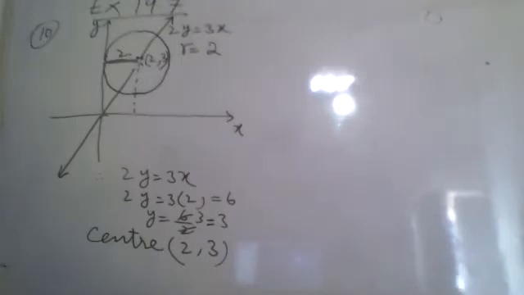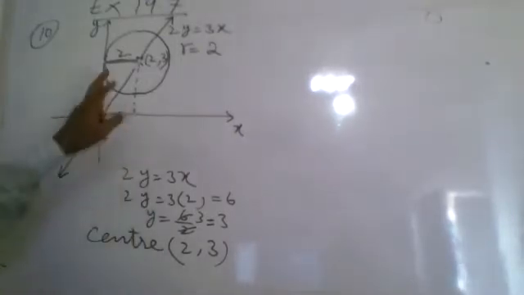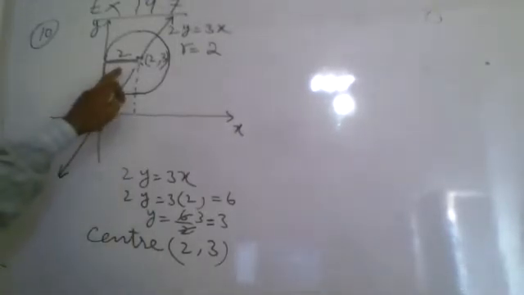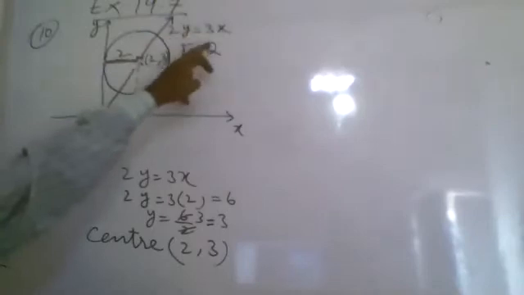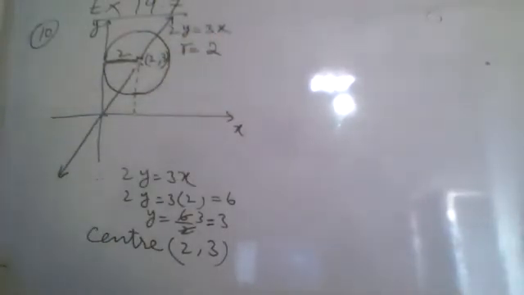So it is 2, 3. So 2 is the x coordinate of the center. We put the value of the x coordinate in the given equation, 2y is equal to 3x. Put the value of x as 2, so the value of y will become 3. So therefore the x coordinate is 2 and the y coordinate is 3 of the center.